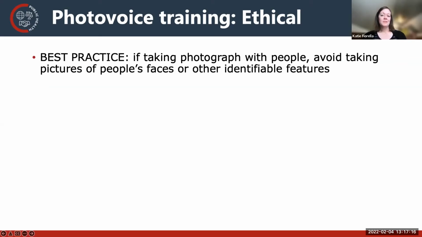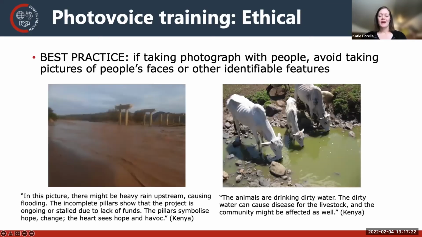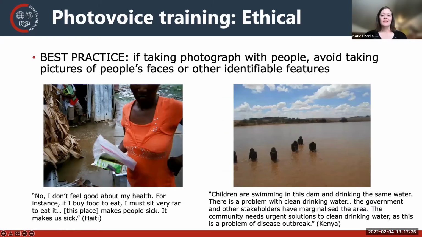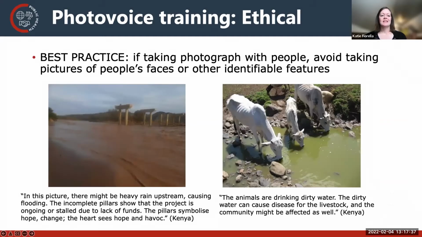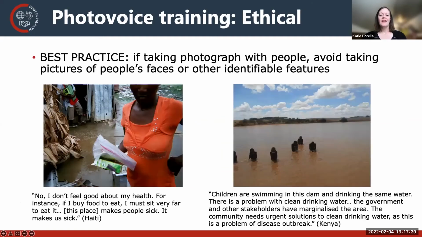And so the best practice when it comes to people is just not to take photographs of people's individual likenesses. One way to do that is to keep people out of the photograph entirely, taking pictures of things like infrastructure, as you see here, or animals, other objects. And then when people are a really important part of a community, as they always are, often what people want to take photographs of is people.